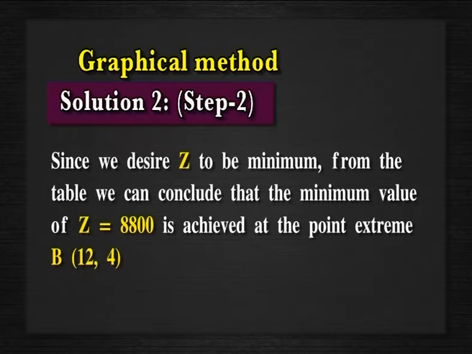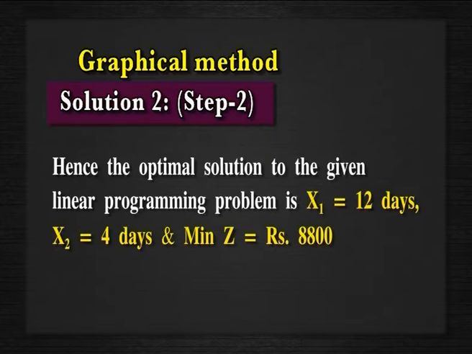Since we desire Z to be minimum, from the table we can conclude that the minimum value of Z is equal to 8,800 is achieved at the extreme point B, 12, 4. Hence, the optimal solution to the given linear programming problem is x1 is equal to 12 days, x2 is equal to 4 days and minimum Z is equal to rupees 8,800.